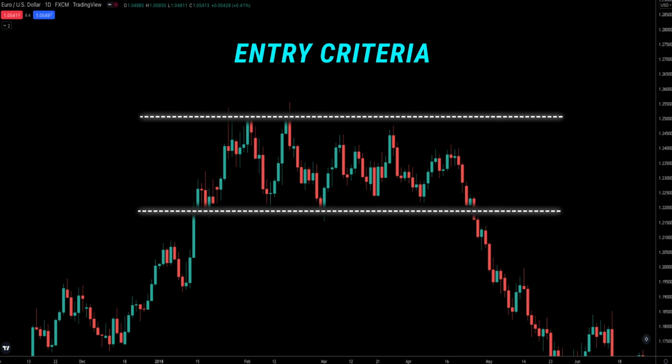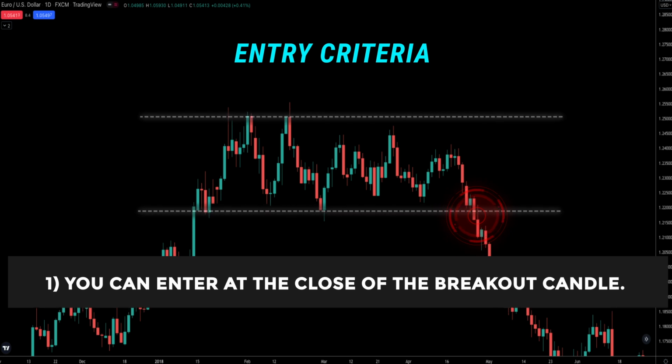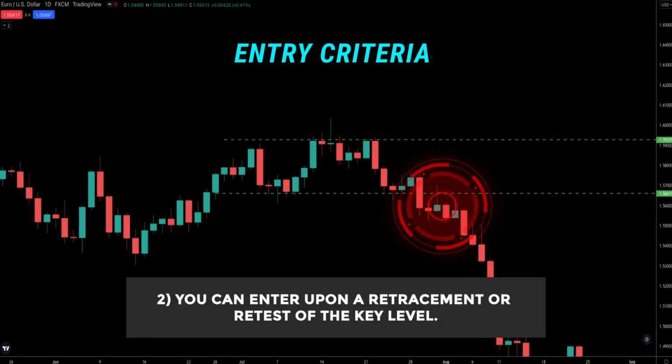After a breakout, the market might retrace before continuing the new trend or simply continue the trend with little to no retracement. This provides you with two entry styles or opportunities. Number 1, you can enter at the close of the breakout candle, or number 2, you can enter upon a retracement or retest of the key level.